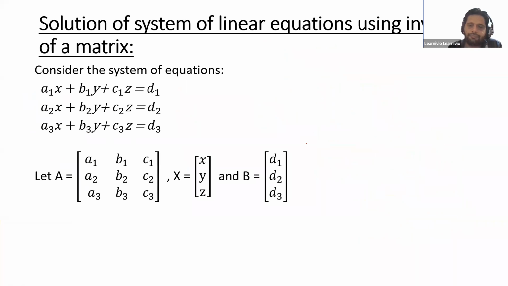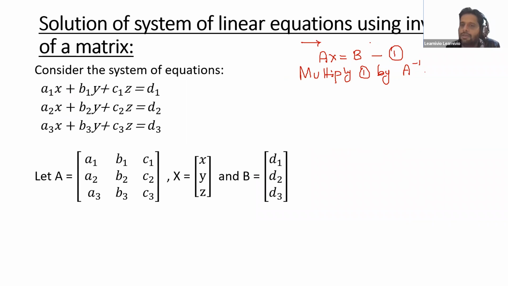Now, we have this one, AX is equal to B. Okay, now we will multiply, let this be 1. Multiply 1 by A inverse. Okay, so it's your choice. You can multiply from this side or this side. But we will multiply from this one because we need to remove this A. So A inverse A X is equal to A inverse B.